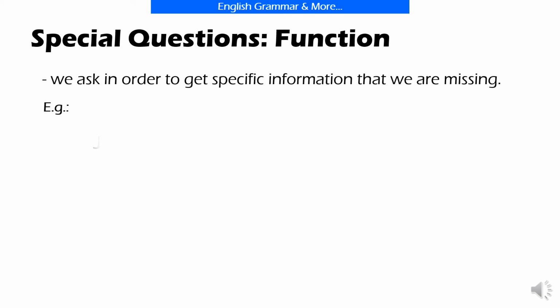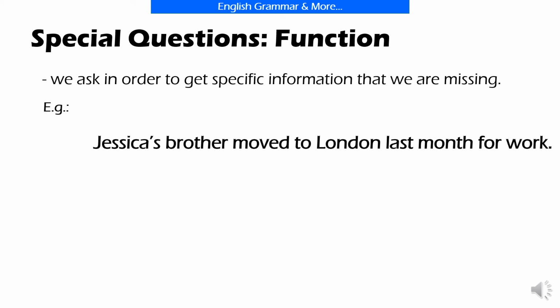For example, Jessica's brother moved to London last month for work. Now, if we do not know the location Jessica's brother moved to, then we ask where. If we do not know the time Jessica's brother made the move, then we ask when. If we do not know the reason Jessica's brother moved for, then we ask why.